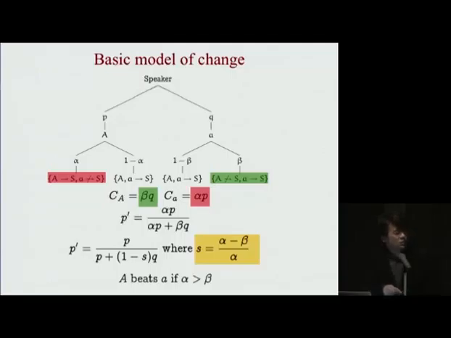So once you redo this, you calculate the penalty probability of those two variants, you rewrite the probabilities of P in the next generation following the equation I showed earlier, you get something like this. P prime equals P over something else. And this is exactly the equation I showed you earlier from natural selection. Now, if you rewrite S as alpha minus beta over alpha.